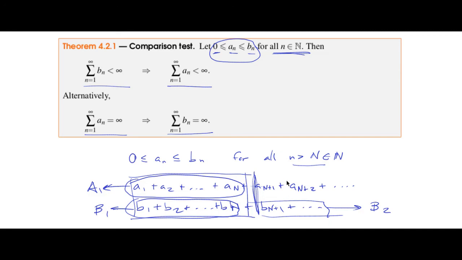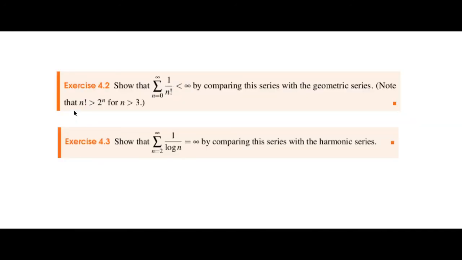Okay, so I'll leave you with two exercises to apply this test. The first one is to show that the sum of 1 over n factorial from n equals 0 to infinity is a convergent series by comparing it with the geometric series. Okay, and well, if you're wondering about n equals 0, the definition of 0 factorial is 1. Okay, this is just a convention. Don't worry too much about it.